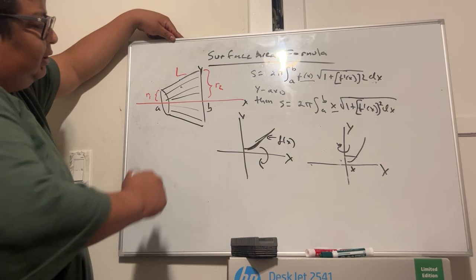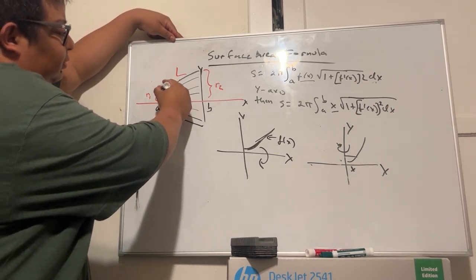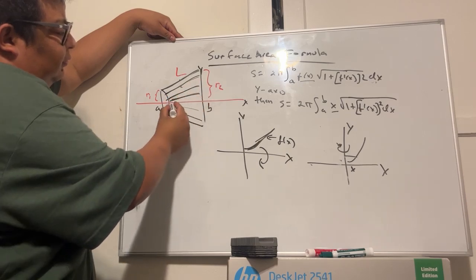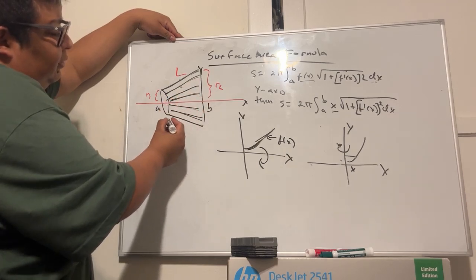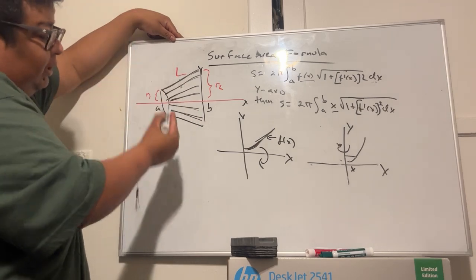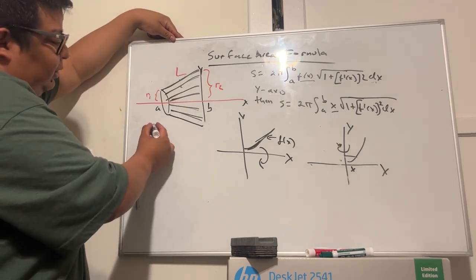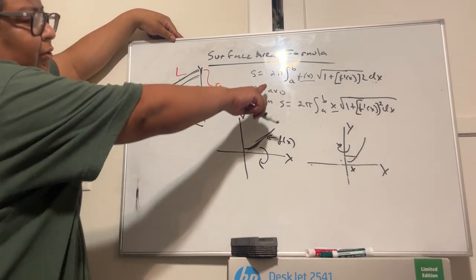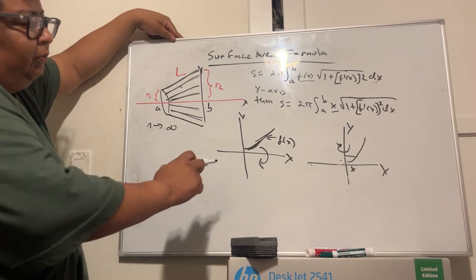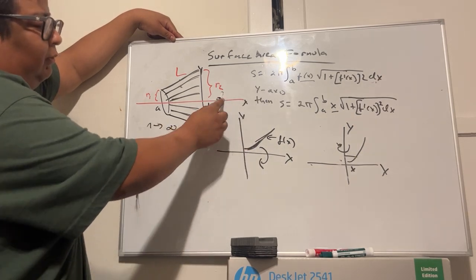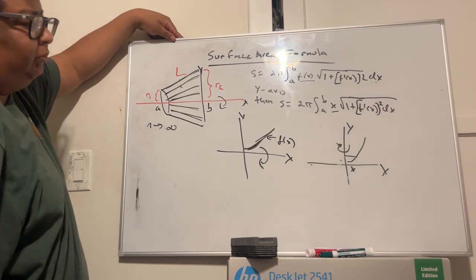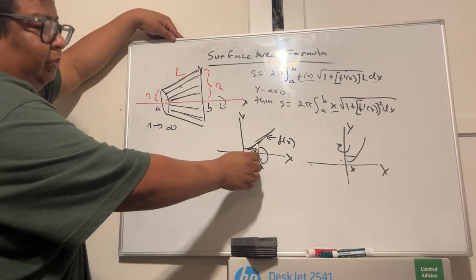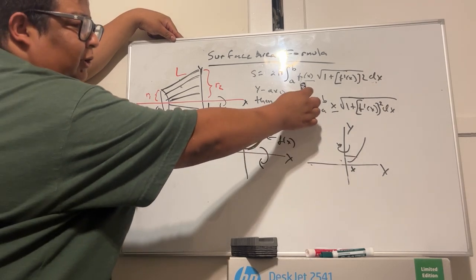So the key here is that we have lines going on the surface of the frustum, and they can go infinitesimal. So you can let n equal infinity, and you arrive at this formula for when you revolve around the x-axis. When you revolve around the y-axis, like here, instead of f of x, you use x.